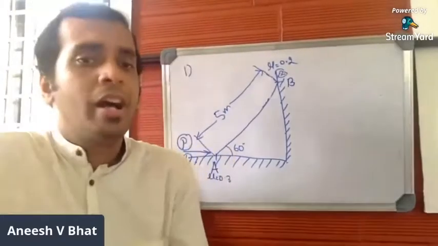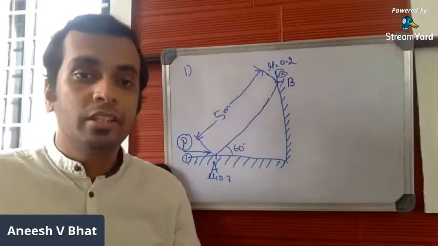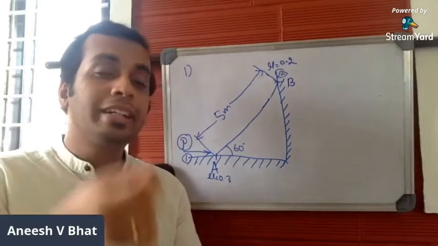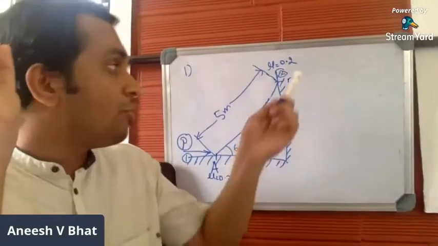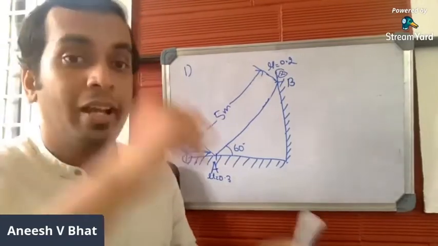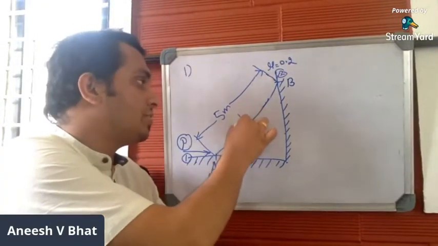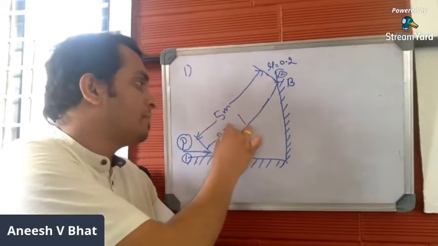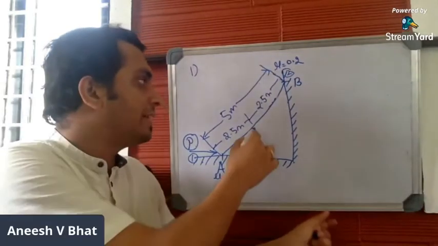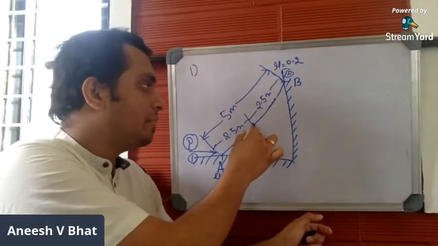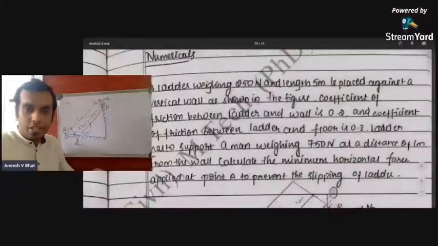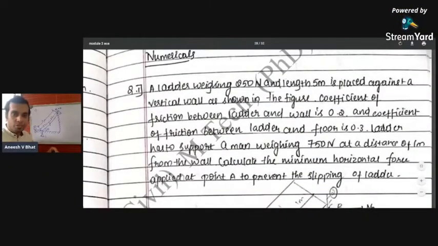Step number 1 is to mark self weight and the external load. Self weight acts vertically downwards, and it will be acting exactly at the center of the span. The total span is 5 meters, so self weight will be acting at a distance of 2.5 meters from the bottom and 2.5 meters from the top. It acts exactly at the center, vertically downwards. Self weight of the ladder is given as 250 Newtons.